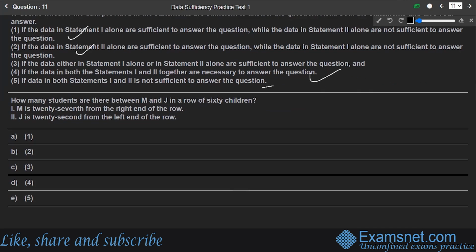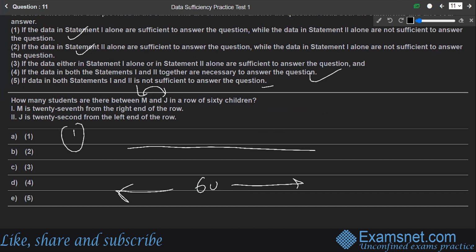Let's see the question. The question is how many students are there between M and J in a row of 60 children? So there is a row of 60 children. We are supposed to tell how many students are there between M and J. So we need to see the position of M and J also. Let us see the first statement alone. The first statement says M is 27th from the right hand in a row. So this is the right hand. M is 27th from the right hand, so let's mark M here. So there will be 26 people on the right of him.